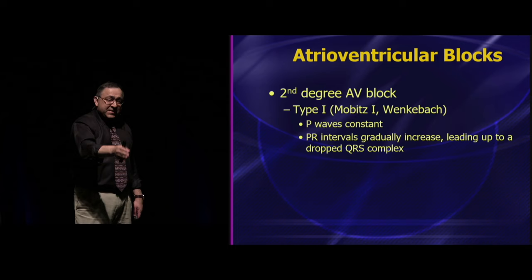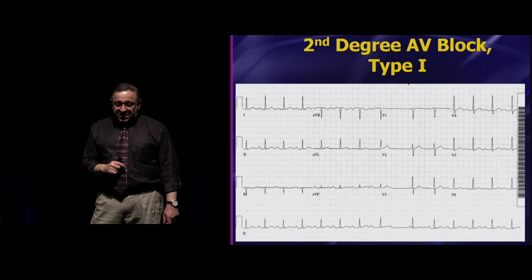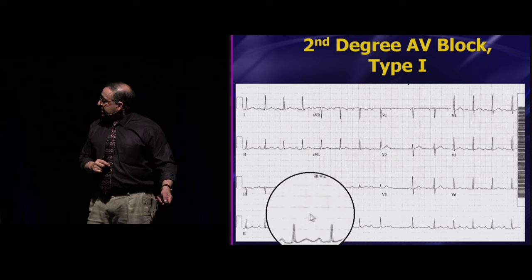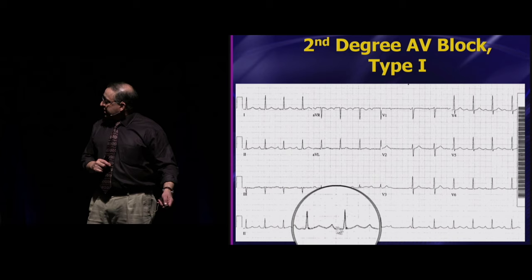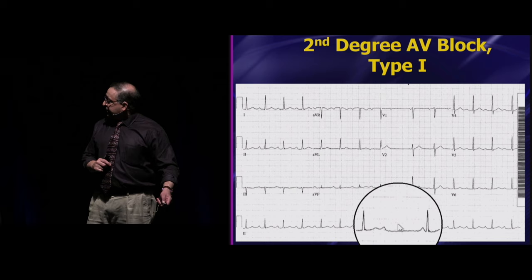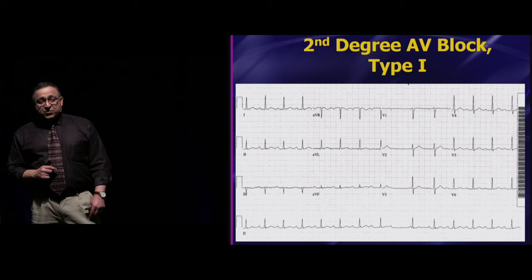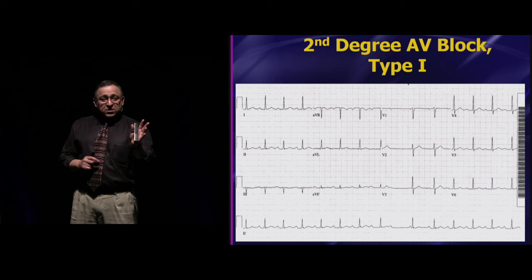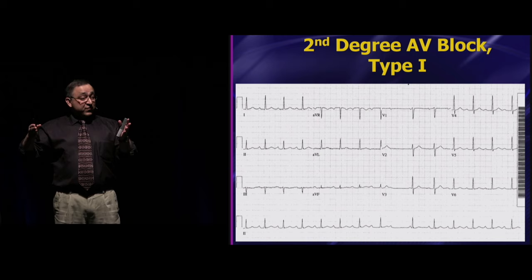So here's a second-degree AV block type 1. This is a Mobitz 1, and you'll notice down there that the PR interval is gradually getting longer and longer and longer, and then you've got a lonely P wave right there, and then it starts over again. And when it starts over again, you've got a really short PR. The PR just before the block was a lot longer. So if you ever have any doubts about whether you're dealing with Mobitz 1 or 2, take a look at the PR just before the lonely P wave and just after the lonely P wave, and you can tell that they're different. All right, that's your Mobitz 1.